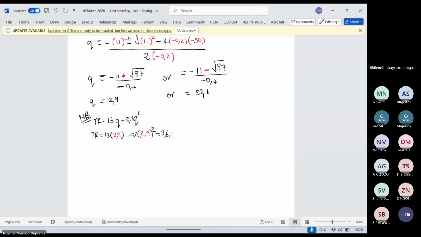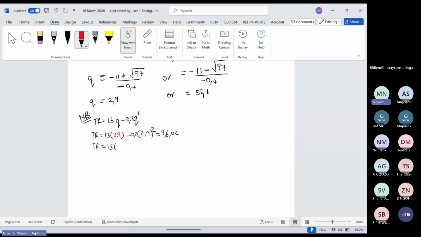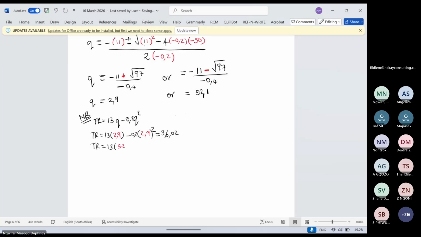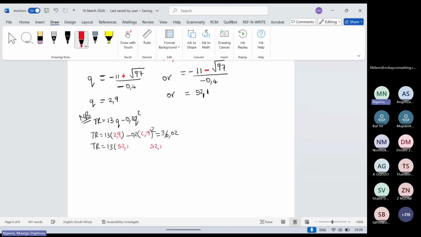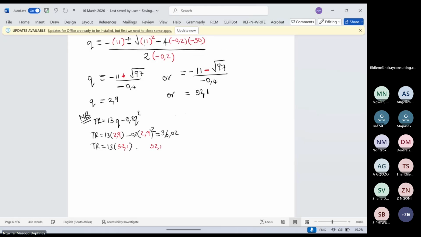36,02. Okay. And then we're going to substitute the other one, TR with the 52,1. So it's going to be 13 times 52,1, and then also 52,1, so we substitute for this one, minus 0,2 all squared. What is the answer for this one? 134,42.